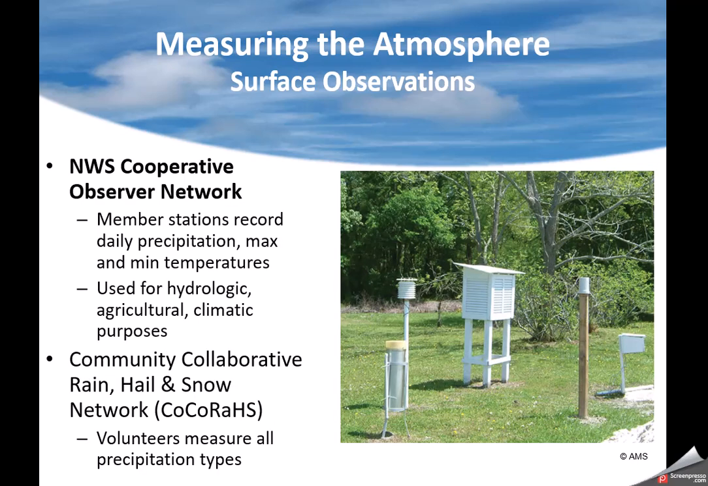Another part of this is the cooperative network, which just has precipitation, max and min temperatures, and CoCoRaHS, which is a bunch of volunteers that measure precipitation, hail, lightning, thunder, all kinds of severe weather possibilities.